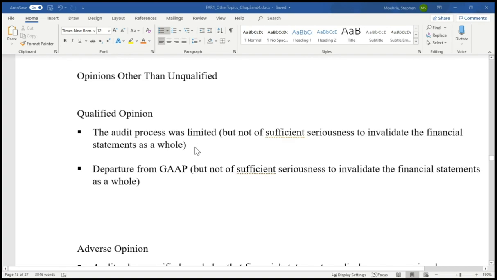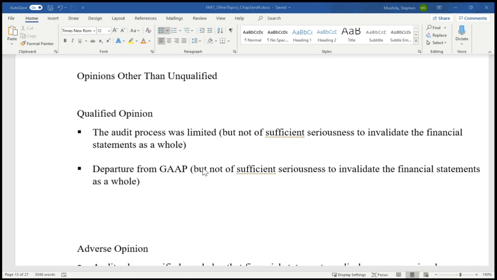Let's talk about opinions other than unqualified. First is a qualified opinion. A qualified opinion can result because the audit process was somehow limited. But this limitation was not deemed to be of sufficient seriousness to invalidate the financial statements as a whole. Another possibility is there's a departure from GAAP. But again, the departure is not of sufficient seriousness to invalidate the financial statements as a whole.